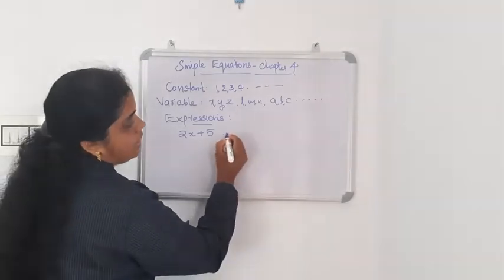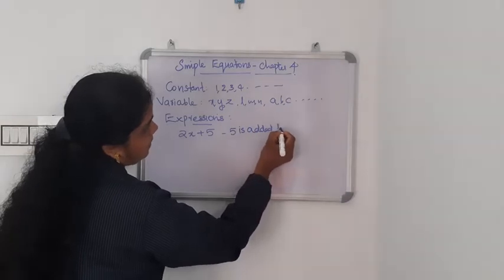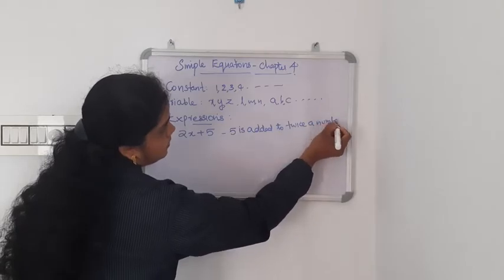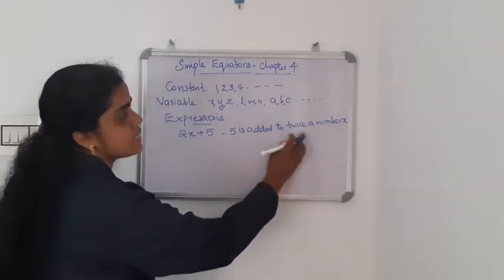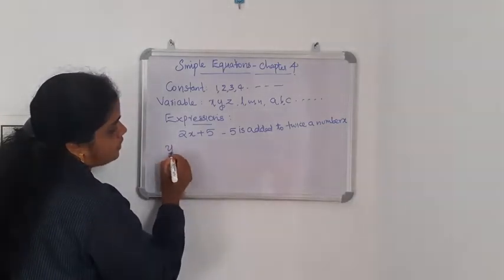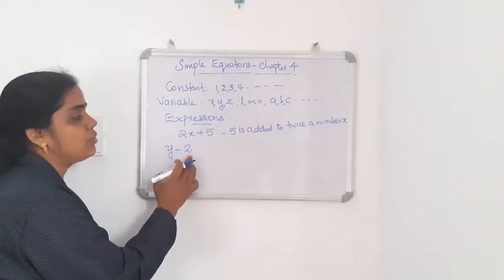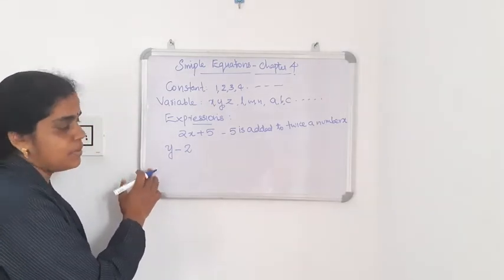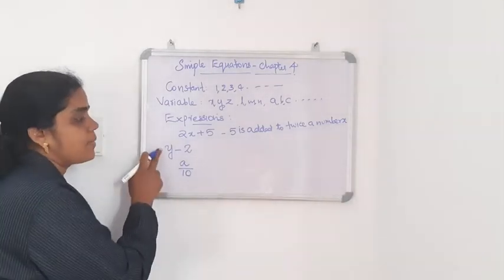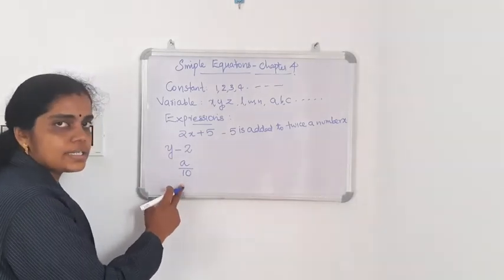So this one we can write as 5 is added to twice a number x. This is the statement, this is the expression. Then another example we can write y minus 2. Here what is the constant? 2 is a constant, y is a variable. Then a by 10. Here the operation is subtraction, here the operation is division. A is a variable, 10 is a constant.